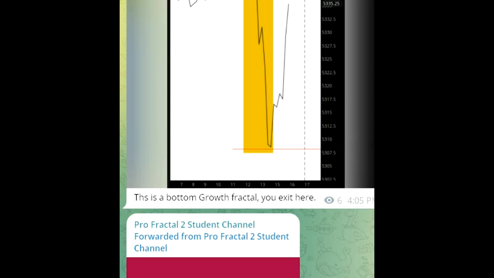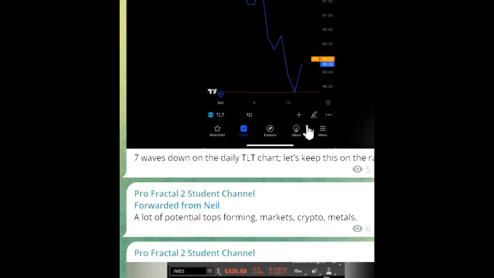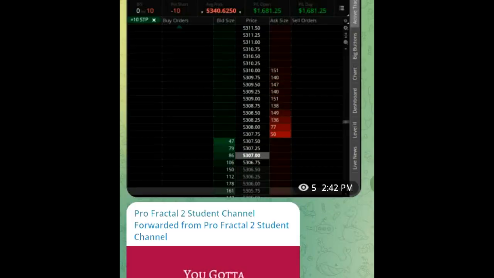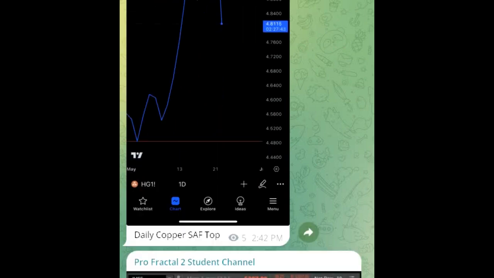Okay. Oh, a typical growth fractal here. 1, 2, 3, 4, 5, 6. You have almost an equal leg here, equal leg here, and you have a little dip up here. And here's the fractal. The top, and this is the bottom. That's some Neil.